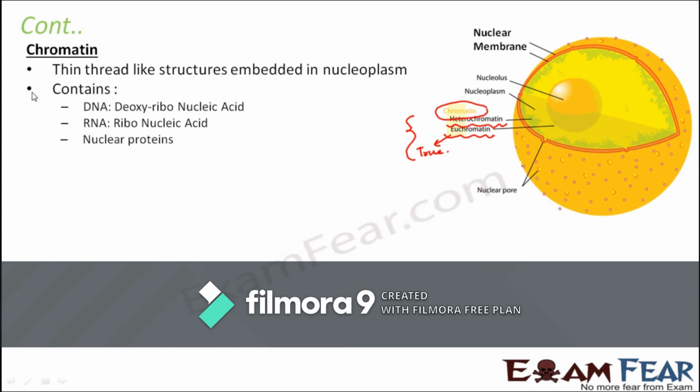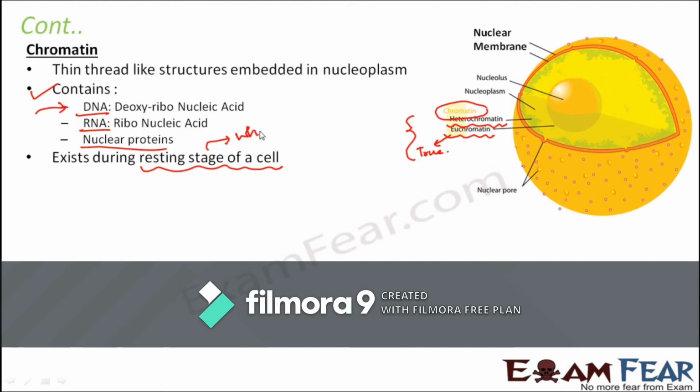Now chromatin, what is it made up of? It contains DNA, RNA and nuclear proteins. And for most of the animals, DNA is the genetic material. So this chromatin exists during the resting stage of a cell. What do we mean by resting stage? Resting stage is that stage of a cell when the cell is not dividing, that means the cell is not dividing to form new cells. So then it is called resting stage. These chromatin will be present only during the resting stage. As soon as the cell starts to divide, during the dividing stage, the chromatin will get transformed into chromosomes.